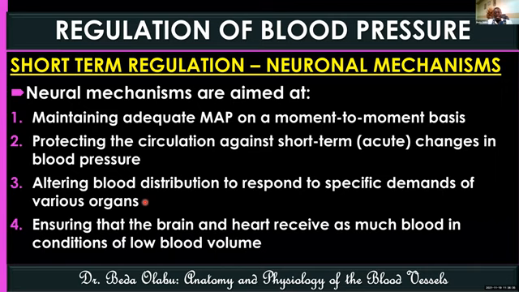But one last thing I want to say about these neuronal mechanisms is that they ensure that there are some 2 vital organs that receive as much blood as possible in low blood volume conditions. In conditions where the blood volume is low, maybe you've bled or you're anemic, they ensure that the brain and the heart are still favored either way. That's the role of neuronal mechanisms.